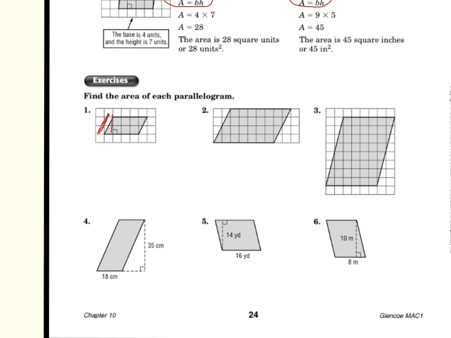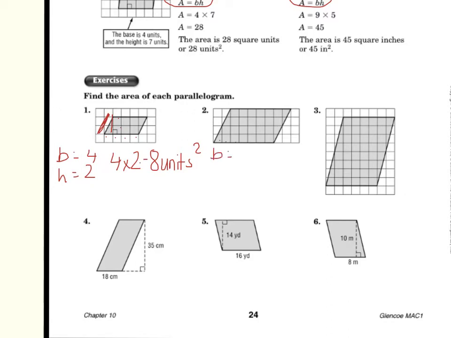So the area is base times height. The base on this one is 1, 2, 3, 4 squares long, and the height is 1, 2 squares tall. So 4 times 2 is 8, and we don't know what units we're using, so we'll just write square units like that.